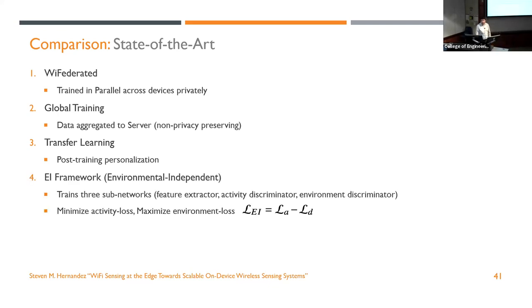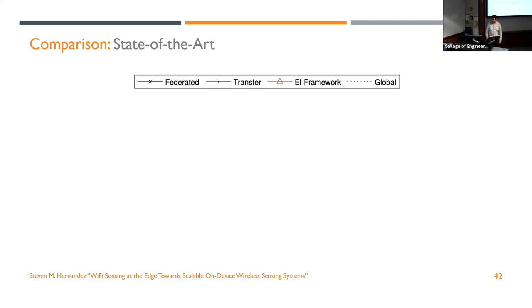And then we have something called the EI framework, which is the environment independent framework. It has three subnetworks that need to be trained: a feature extractor, an activity discriminator, and a location or environment discriminator. We want to minimize the loss in predicting the activity while maximizing the loss for predicting what environment it is. The idea is that we can get a model that's good at understanding activities, but is not specialized to any given location.